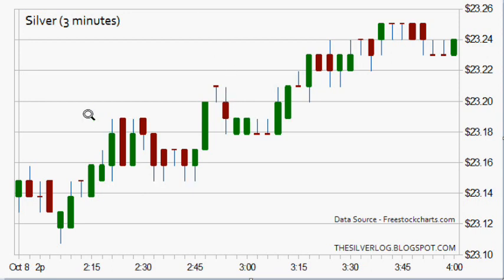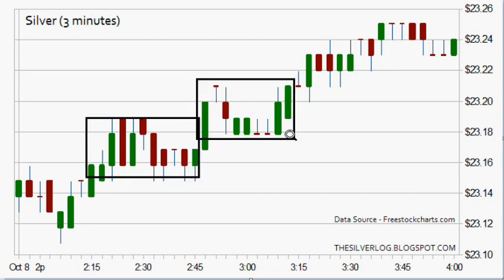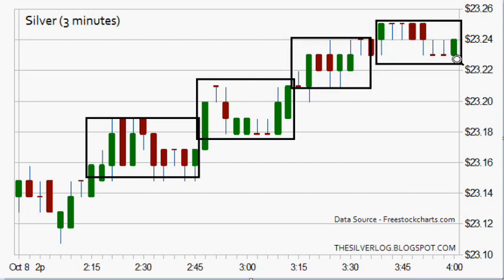So if we build little boxes on here, you can build a box here, you can build a box here, you can build a box here, and we can build a box here. Each range contained a higher high and a higher low to end the day. So therefore, when you start to see this pattern break, meaning a range like this, then you may want to change the way the trend is going.